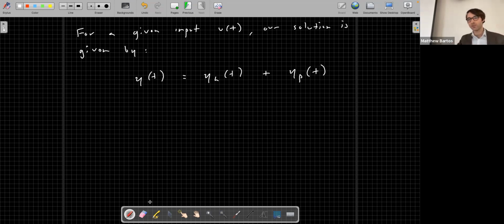Okay, so just to recap, can anyone tell me what the difference is between the homogeneous solution and the particular solution? So what does the homogeneous solution incorporate that the particular solution doesn't, and vice versa? So for the homogeneous solution, what does that incorporate?